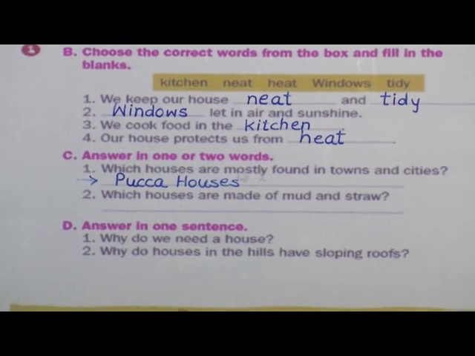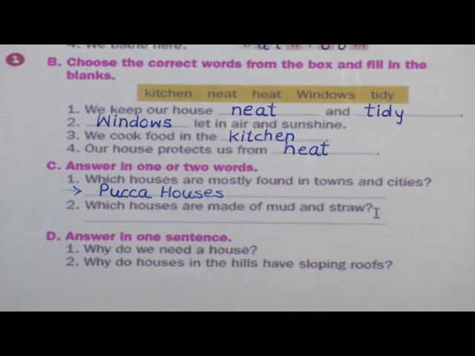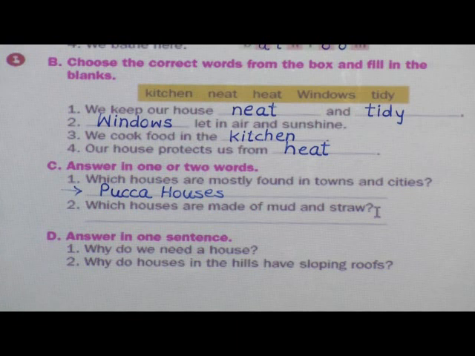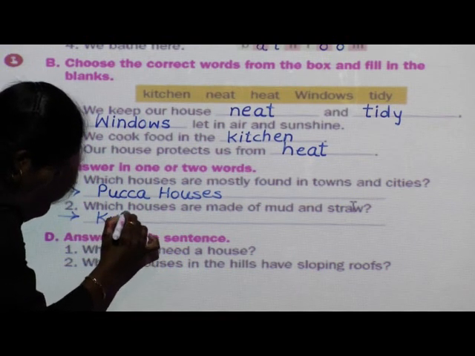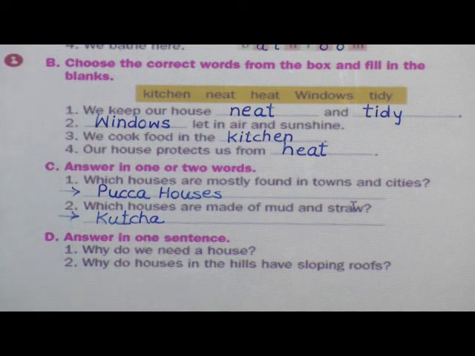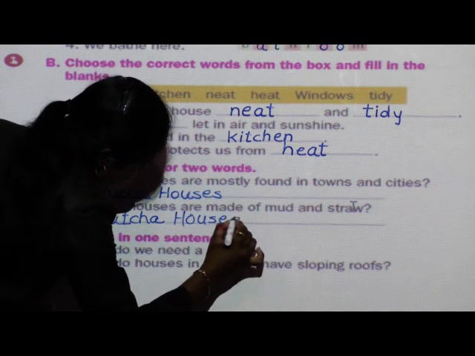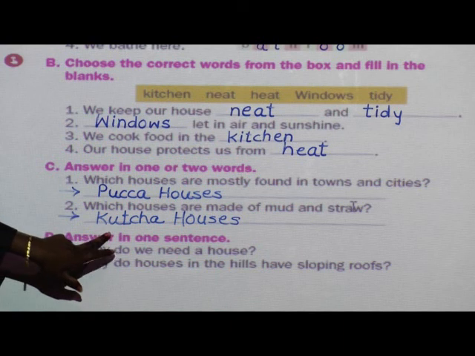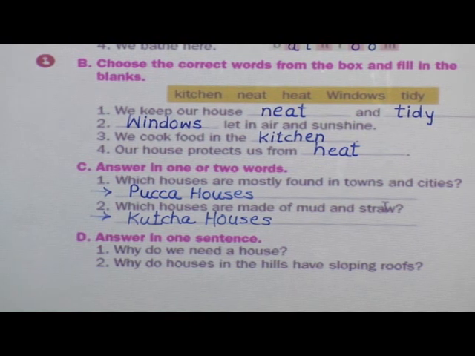So what is the next question? Which houses are made of mud and straw? Which are those houses made up of mud and straw? Kacha or temporary houses. So write here K-U-T-C-H-A, kacha houses. H-O-U-S-E-S. You can write here temporary also. Okay, both the words are same, kacha or temporary houses. Done.